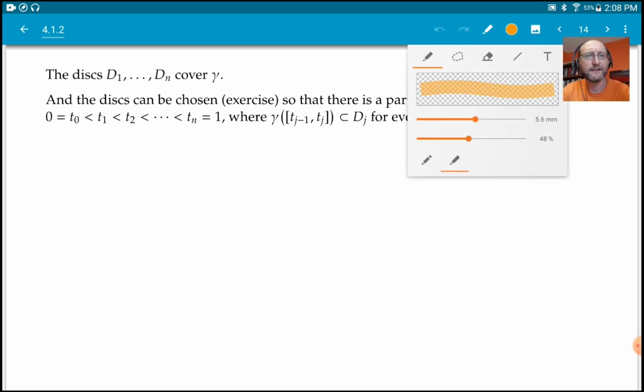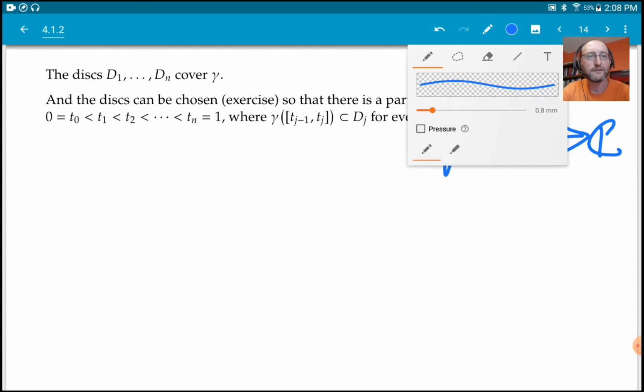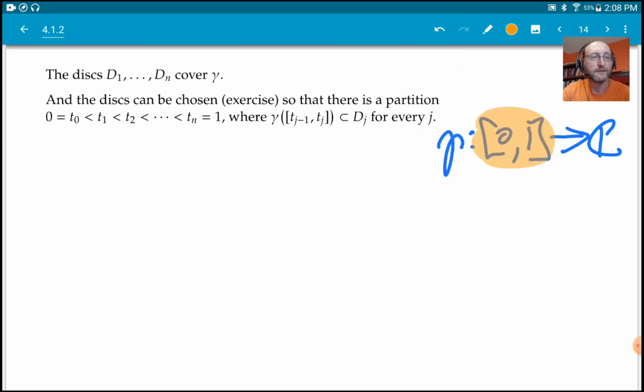Gamma, you can think of it as a function from [0, 1] to C. So we can cut up the unit interval into finitely many pieces such that the entire piece always falls within one of the disks, where it really looks like the picture that we're drawing. You can't just cover willy-nilly. You have to be a little bit careful, but you can do this. This is not hard, so that's an exercise that you can do.